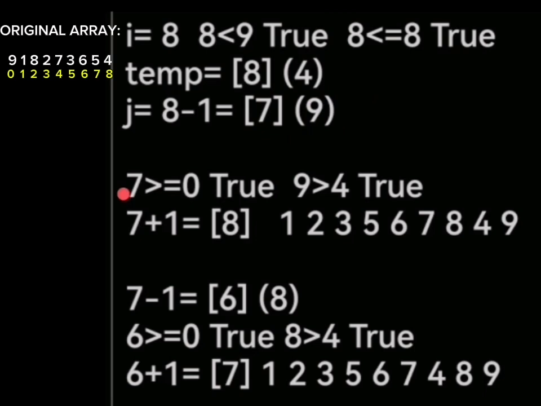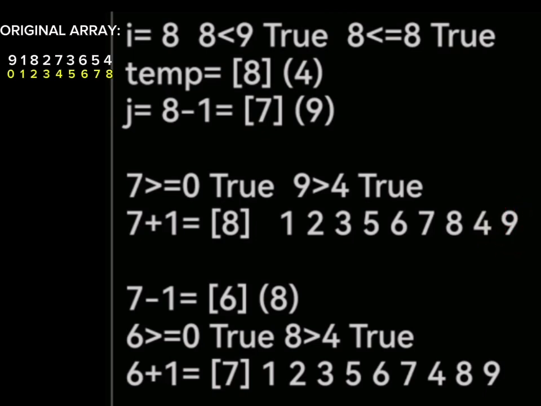So check the condition. Is 7 greater than or equal to 0? True. 9 greater than 4? So true. 7 plus 1 is 8. So ibig sabihin yung value po ng ating J ay ililipat po natin sa index 8. So magiging 1, 2, 3, 4, 5, 6, 7, 8. Dito na po siya dito.